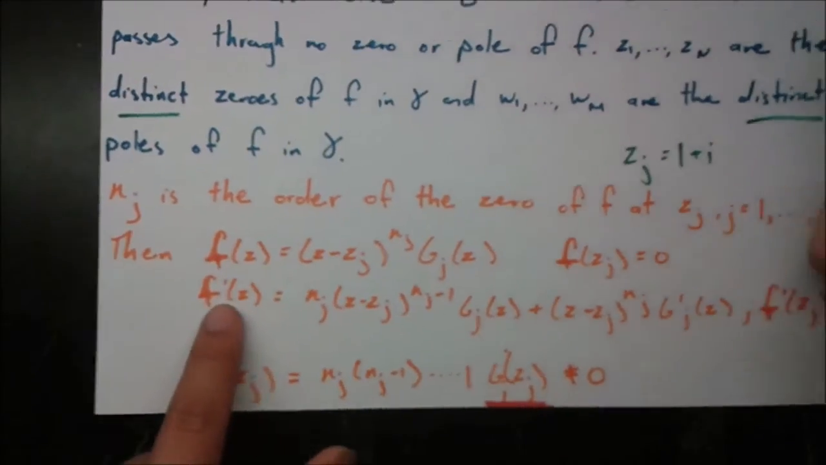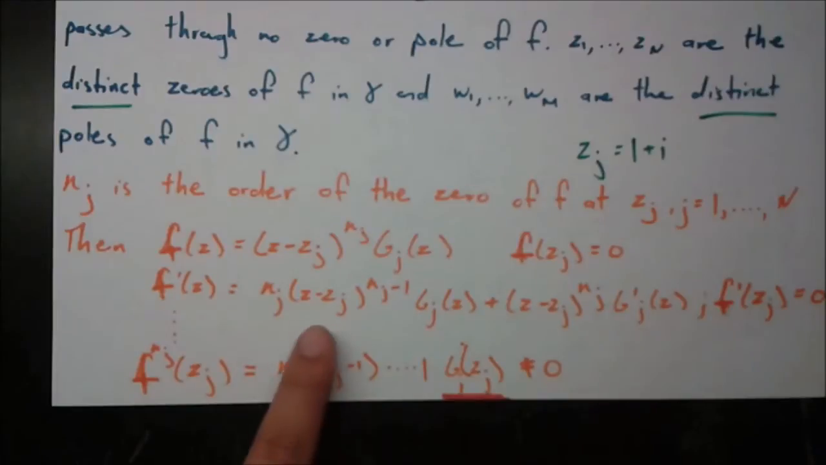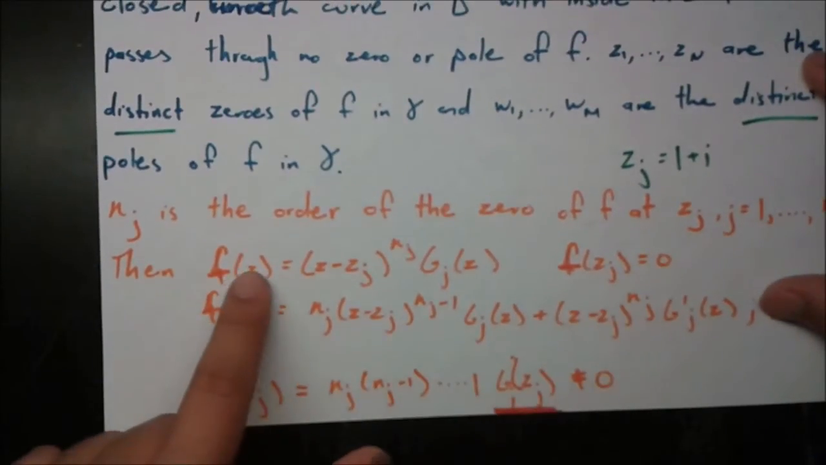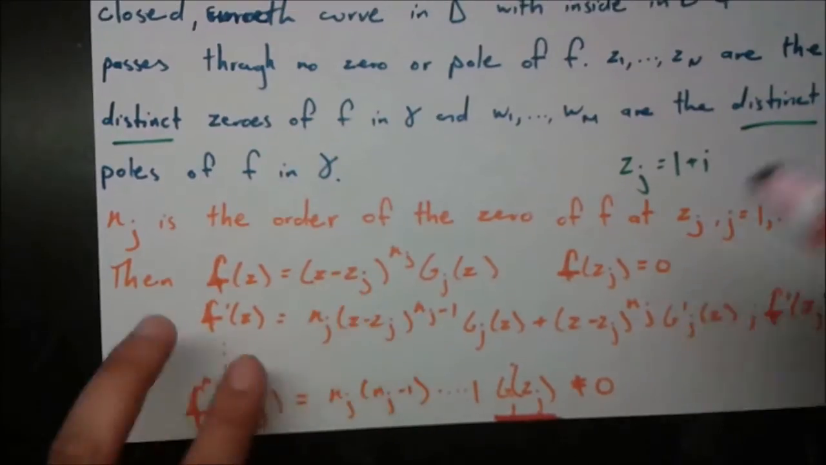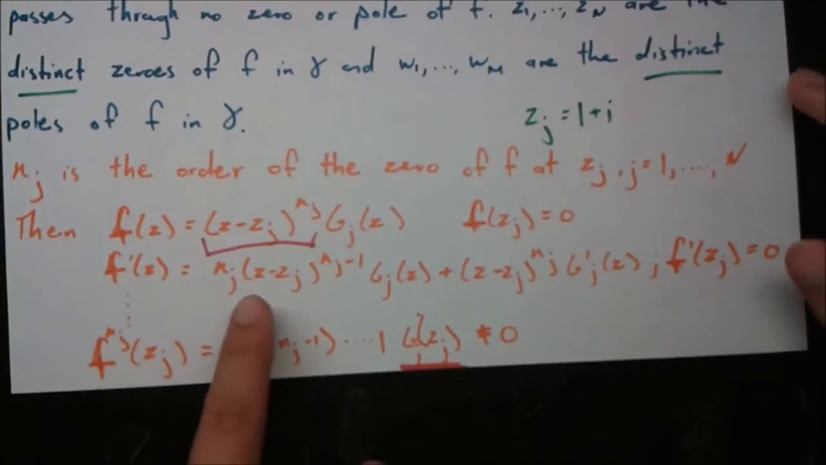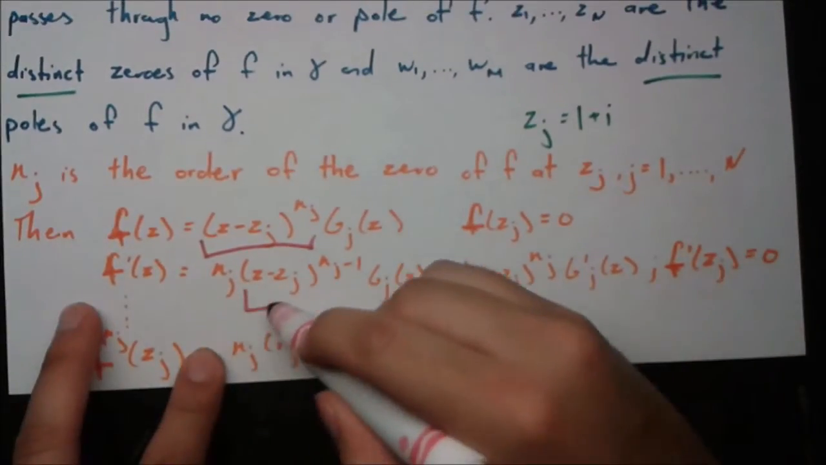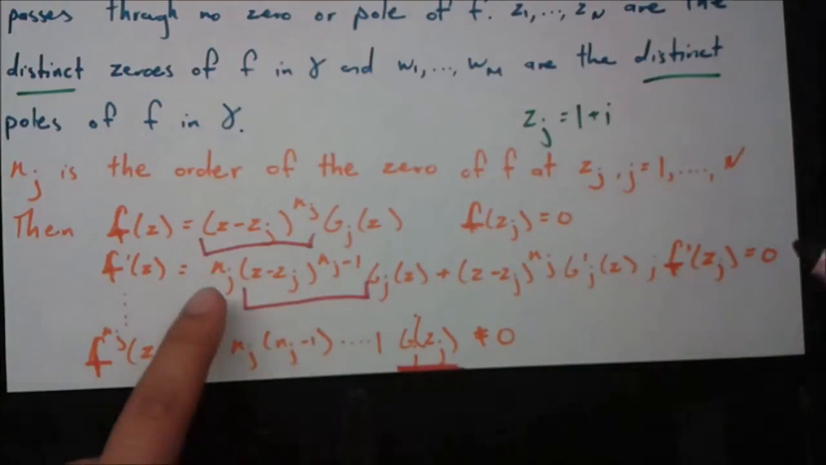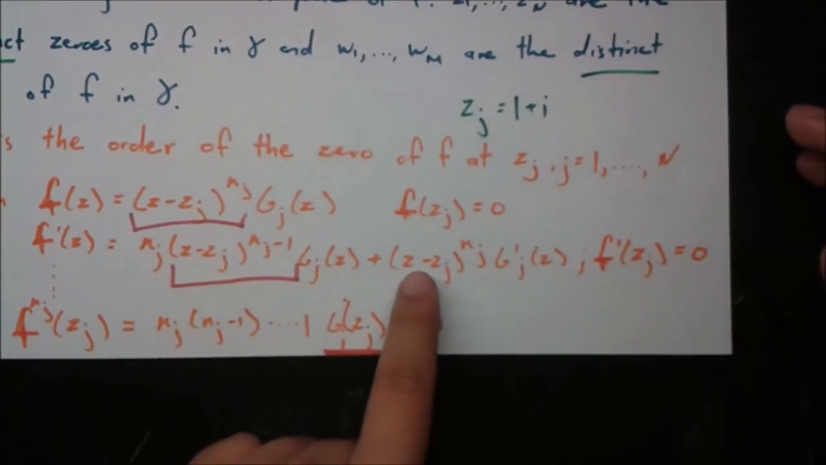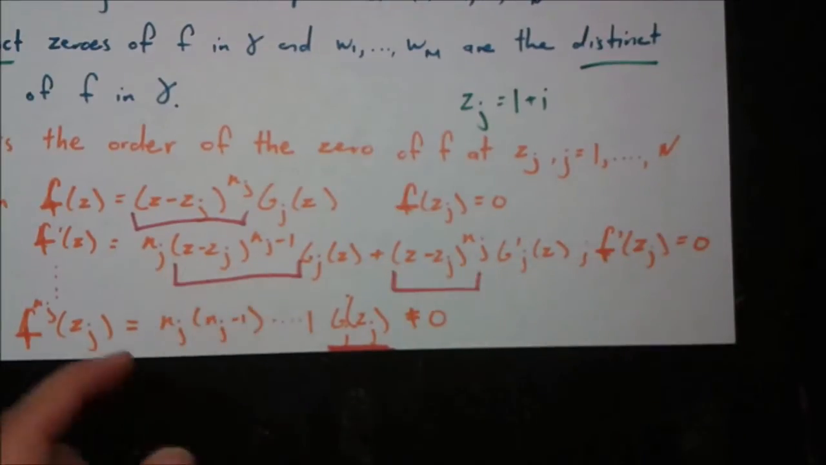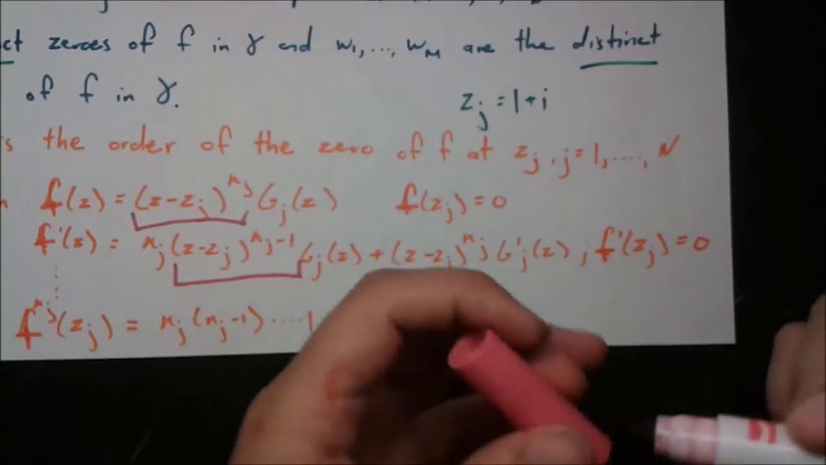Let's take the derivative. I've taken the derivative and expanded up here using the product rule. Let's plug in z sub j into here. If I plug in z sub j, then this term becomes 0, which makes the whole thing 0. Now if I plug in z sub j into here, what happens? We have this term right here again. As long as n sub j is not 1, this term becomes 0, which means this whole term becomes 0. And if I plug in z sub j into here, again this term becomes 0 as before, and the whole thing becomes 0. So f prime of z is again 0. And that just keeps happening.